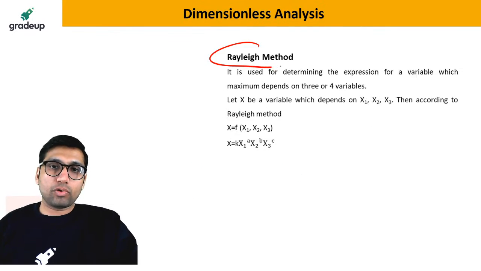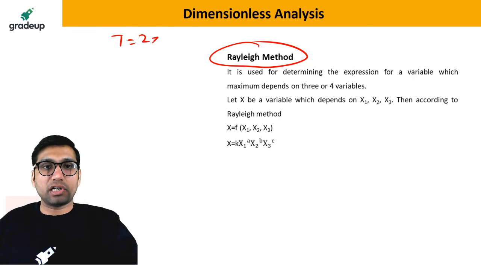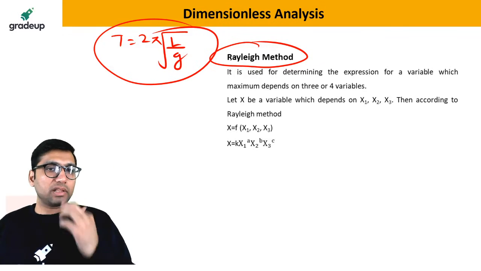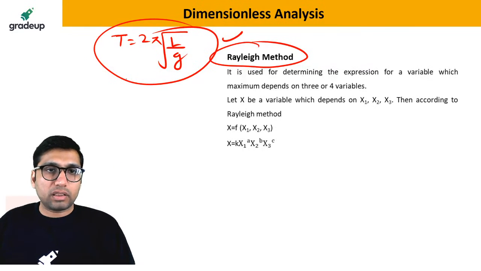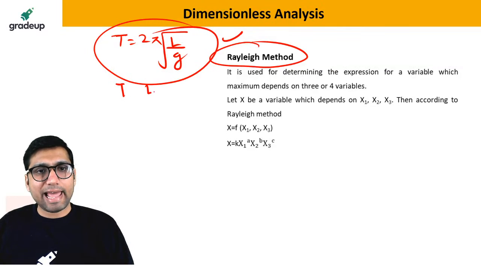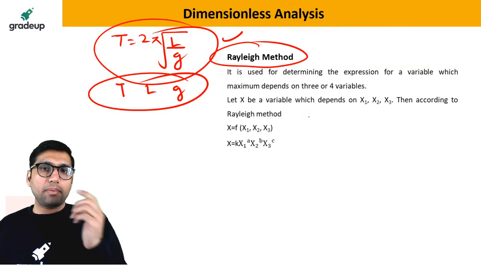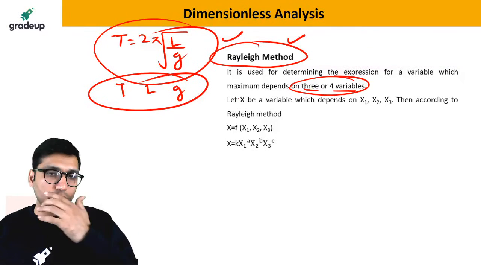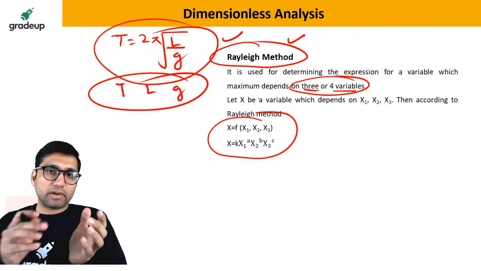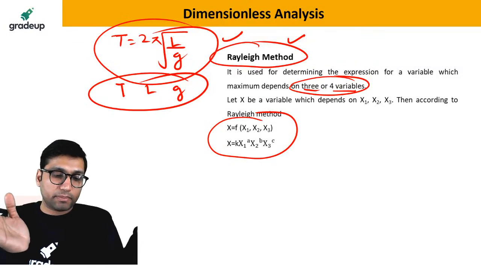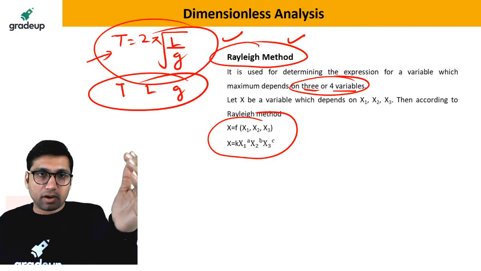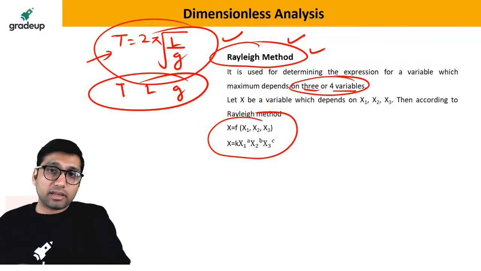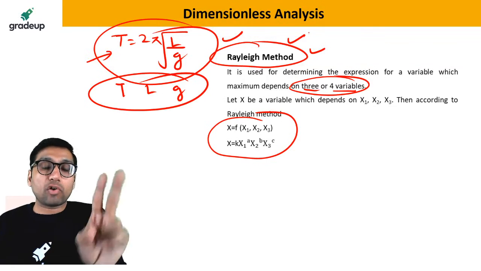Rayleigh method is a method which is used for dimensioning. For example, if you have to find the relation T equals 2 pi under root L by g, this type of relation you can write by using the Rayleigh method, because we are using 3 variables T, L and g. When we have 3 or 4 variables, we use Rayleigh method to find the relation between different variables, to write these types of correlations like time period of oscillation and other relations. Rayleigh method is used only up to 3 or 4 variables.